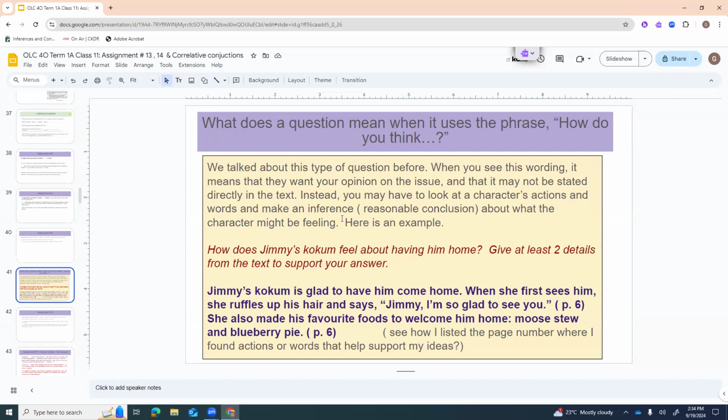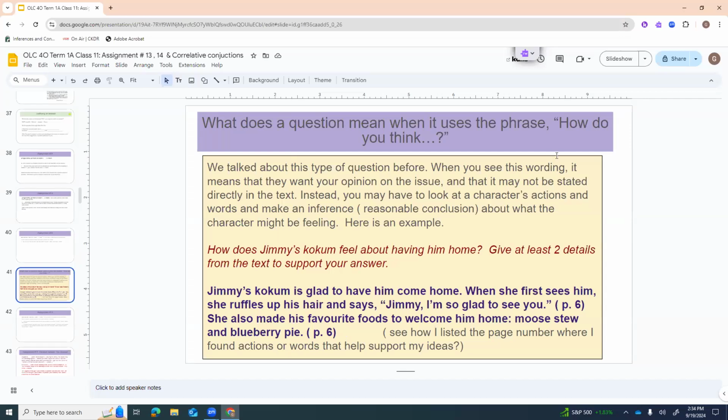This is not one of our questions. This is an example from a different part. How does Jimmy's Gookum feel about having him home? Give at least 2 details from the text to support your answer. Jimmy's Gookum is glad to have him home. When she first sees him, she ruffles up his hair and says, Jimmy, I'm so glad to see you. She also made his favorite foods to welcome him home, moose stew and blueberry pie.